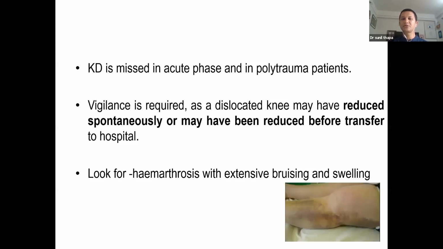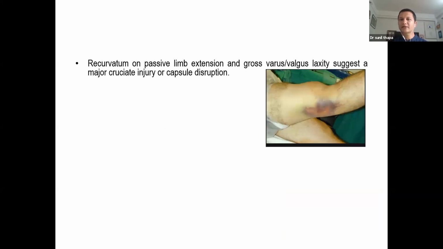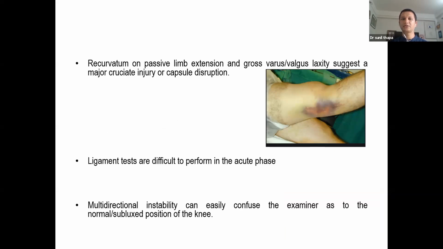We have to look for hemarthrosis. And if there is extensive bruising and swelling around the knee with a history of trauma to the knee, then we have to always think that it may be a case of a self-reduced knee dislocation, and that might look apparently normal on a plain X-ray. And because of the painful situation, we may not be able to elicit all those tests in an acute setup, and we might miss those injuries. So if you see a recurvatum on passive limb extension, or there is gross varus or valgus laxity in a traumatized knee, then it is sure that this is a case of a knee dislocation.